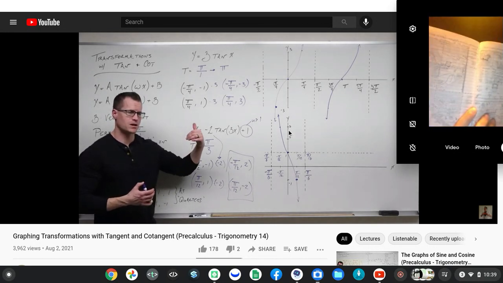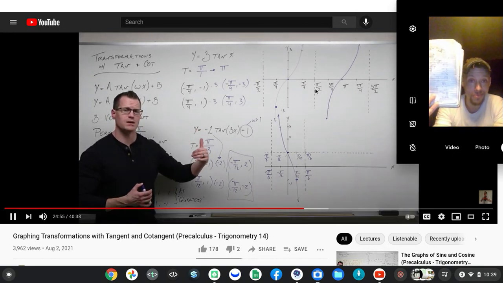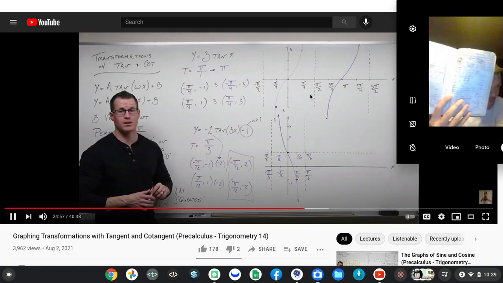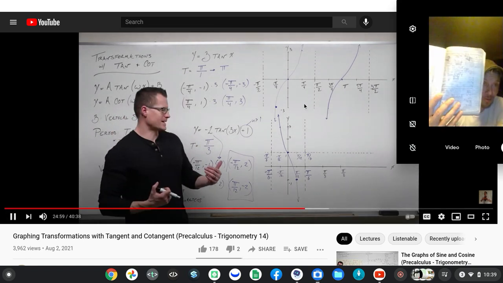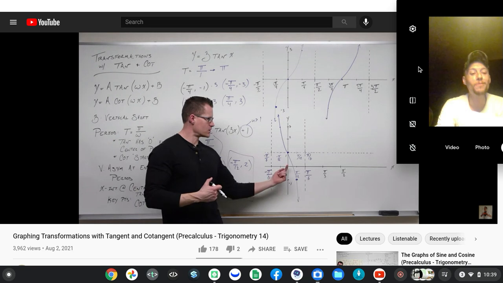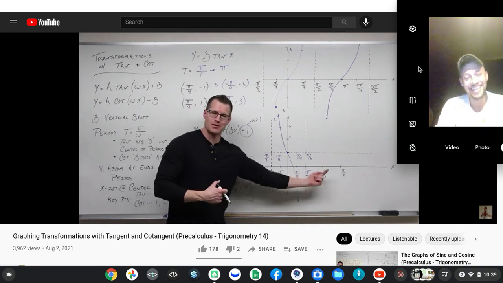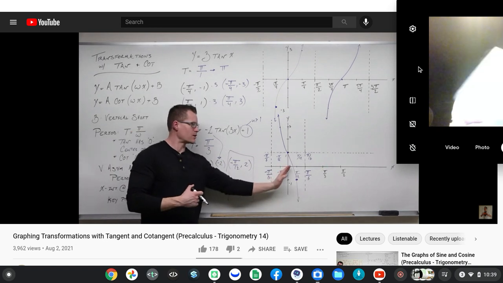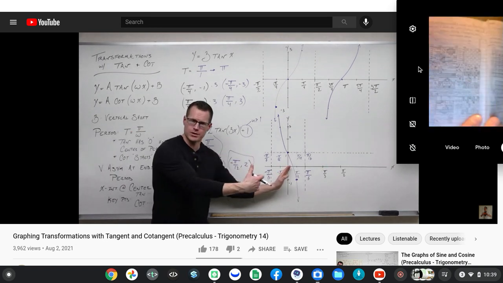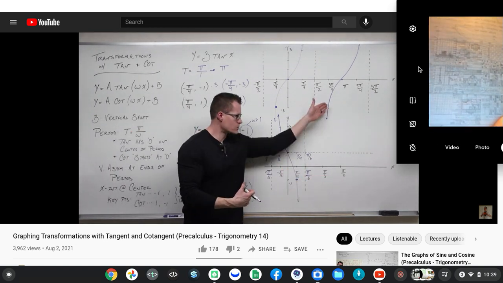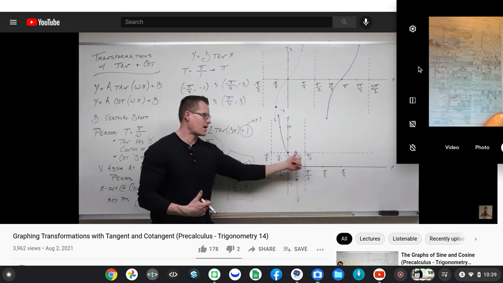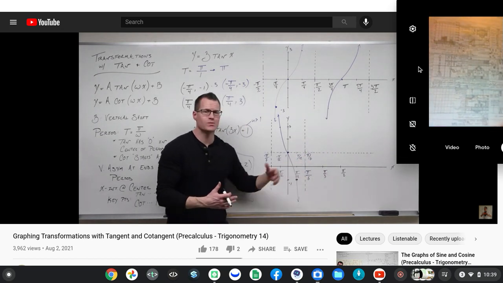Pi over 6 plus pi over 3, that's 2 pi over 6. Big scale, little scale. I hope that makes sense. You want to see 0 plus whatever that is, which is going to be pi over 3. So 0 plus pi over 3 should give you the center of your period. That's exactly what that does, right? So we draw a vertical asymptote. We add pi over 3 to all of these corners, and we get exactly the same thing.